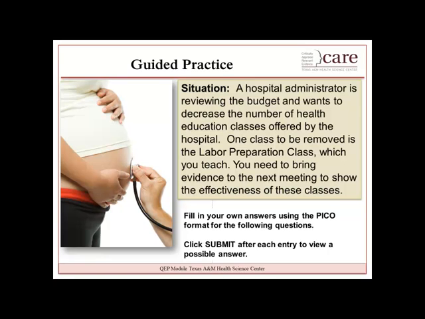A hospital administrator is reviewing the budget and wants to decrease the number of health education classes offered by the hospital. One class to be removed is the labor preparation class, which you teach. You need to bring evidence to the next meeting to show the effectiveness of these classes. For the following questions, fill in your own PICO that you will use to research. Click Submit after each entry to view a possible answer.